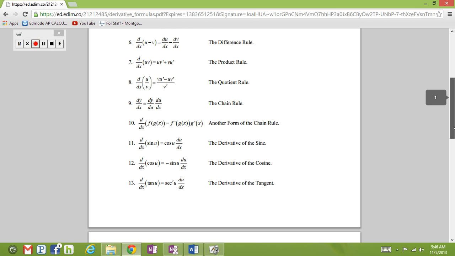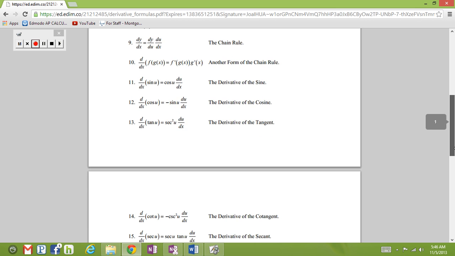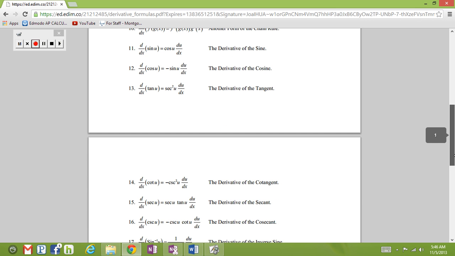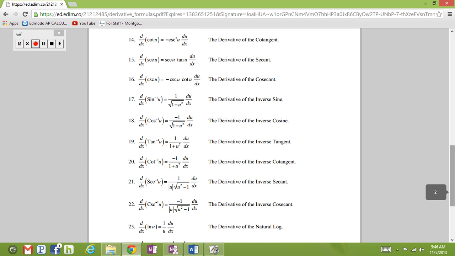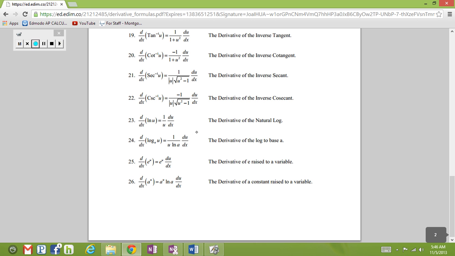At the bottom, numbers 11 through 13, and then 14 through 16. Then 17 through 22 are your inverse trig rules. Notice that there's only 3 that you have to memorize, but sine and cosine use 1 minus u squared, but secant and cosecant use u squared minus 1. That's the difference. And then the exponential rules. If you want to memorize the log rule, it's sitting right here. You'll notice I usually do a change of base.